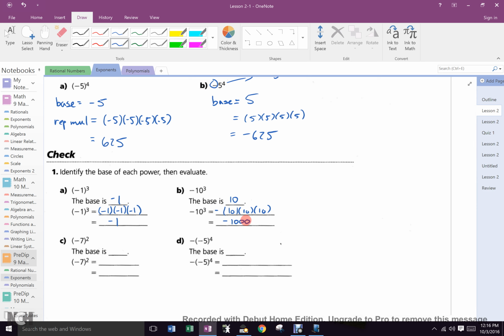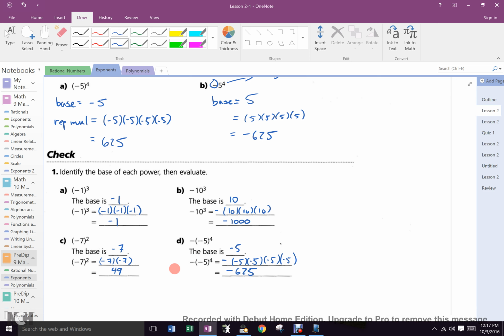Great. Now, what is the base here? -7. So what is the thing that is repeated? -7 times -7 to get 49. +49. Now, here is where we get confuzzled. What's the base? Alicia. -5. So what is repeated over and over again? So it's -5, -5, -5, -5, with a negative out in front. So what is that? -625. Because that first negative tells you everything after it is going to be what? Negative, regardless of what it is.